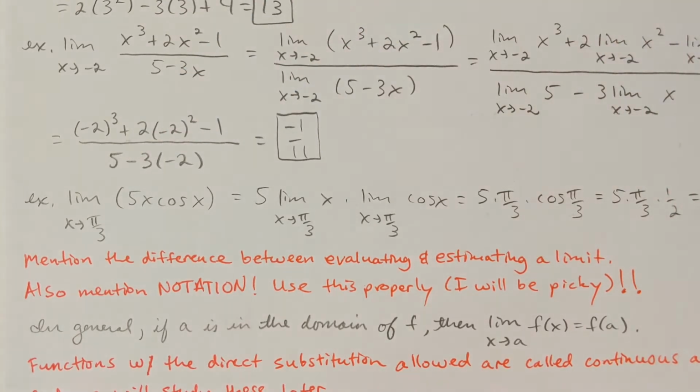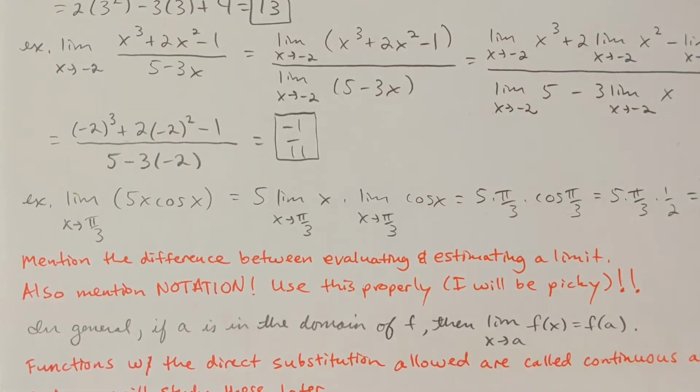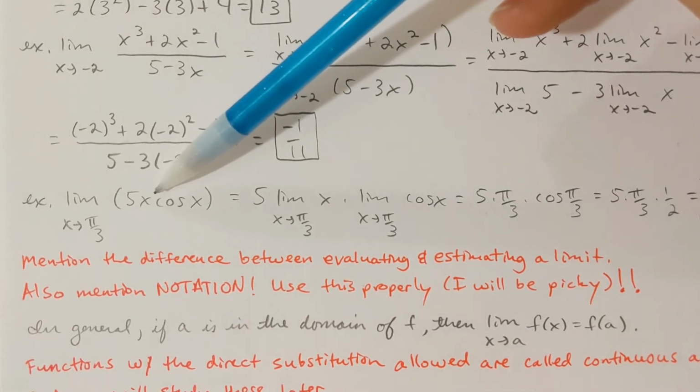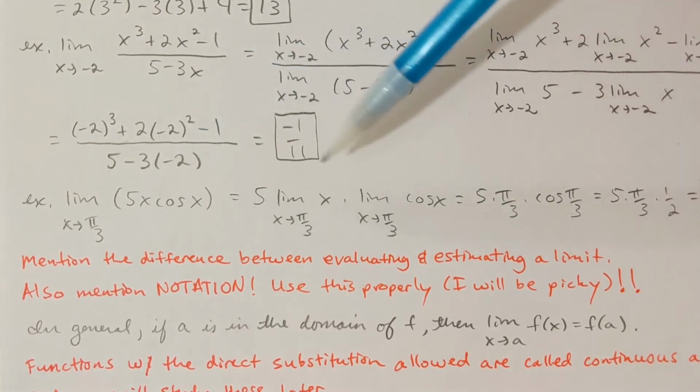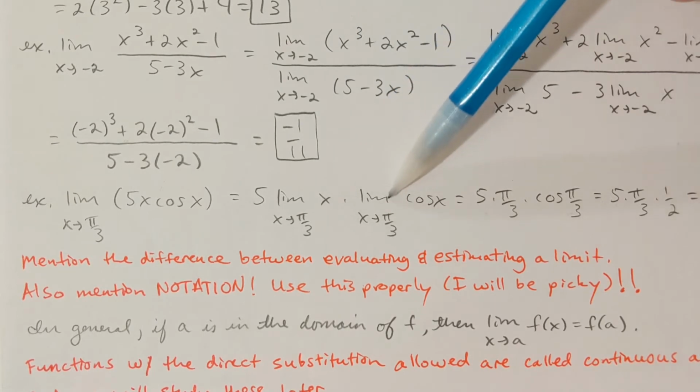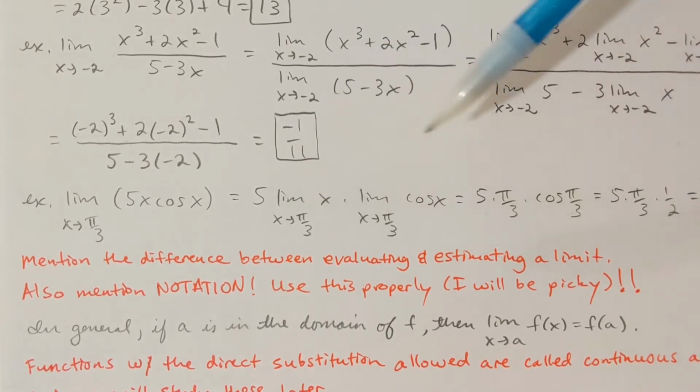Here's another example. The limit as x approaches pi over 3 of 5x times cosine x. Well, I've got a product. I'm multiplying, so the limit of a product is the product of the limits. I can split this into two limits. I can also pull the 5 out front of the first one.